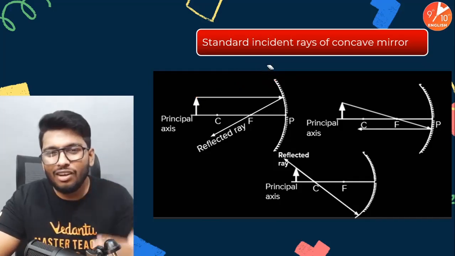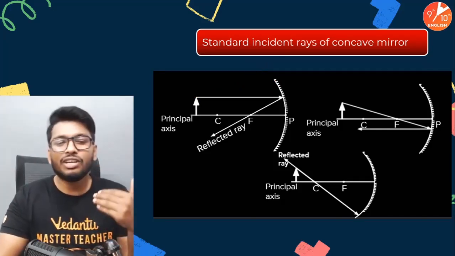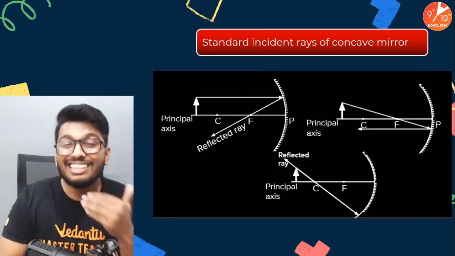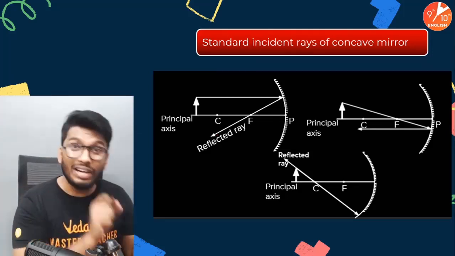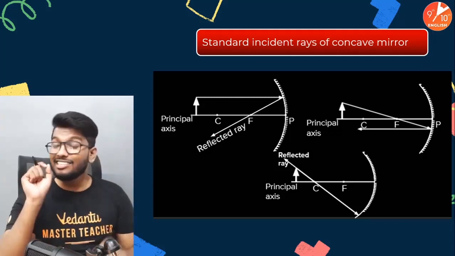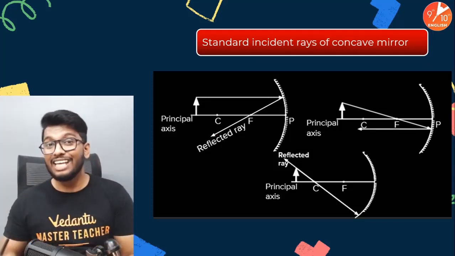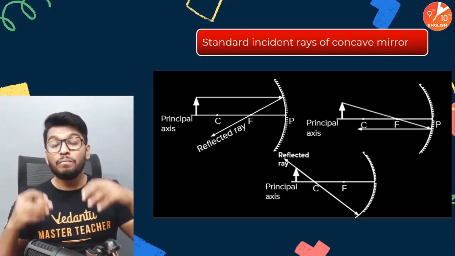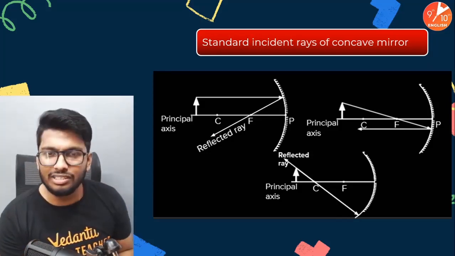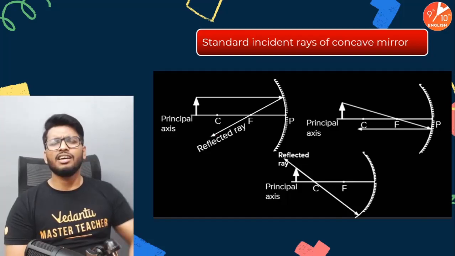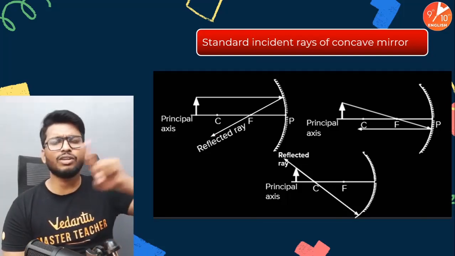But in order to make your lives a lot easier, guys, you can go with the standard incident rays. The standard incident rays are not the only rays of light. Let me remind you, these are not the only rays of light, but these rays of light that you're taking would make it 100 times easier for you to solve these questions. So what are these standard incident rays? There are 3 standard incident rays for concave as well as convex mirror.